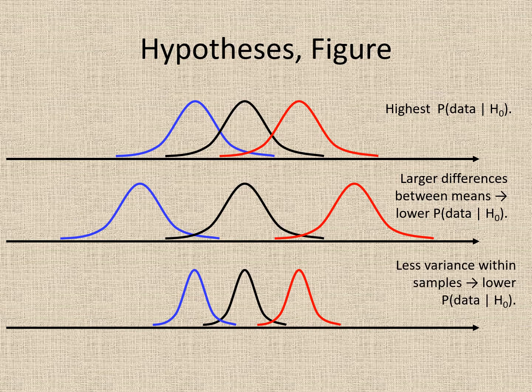So what affects the probability of getting our data, given that the null hypothesis is correct, is differences between the sample means and variance within the samples. The bigger the difference between the sample means in comparison to the variance within the samples, the lower is the p-value. And then, of course, we also take into consideration the sample sizes. So variance between groups and variance within groups. That's what we're going to analyze with ANOVA.